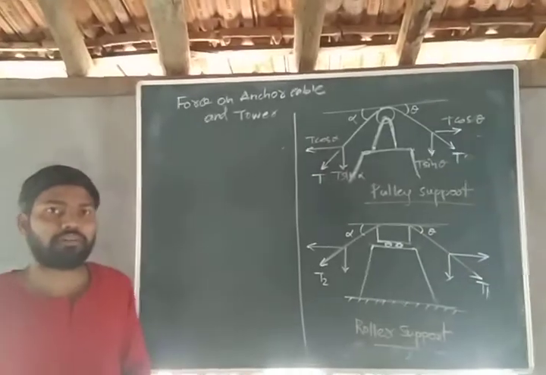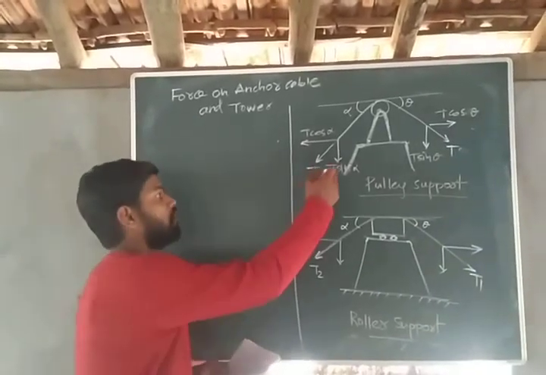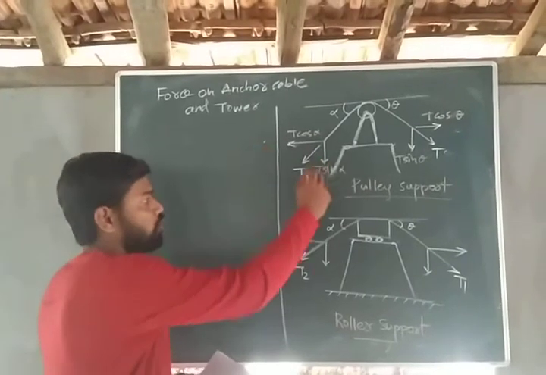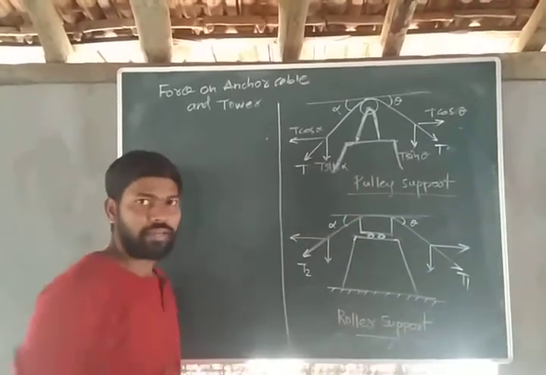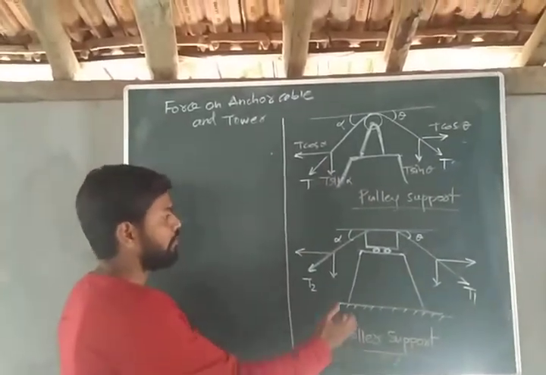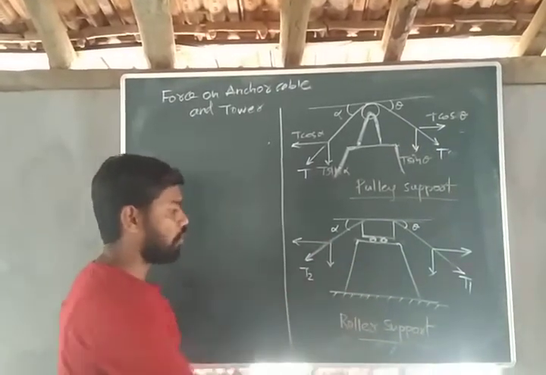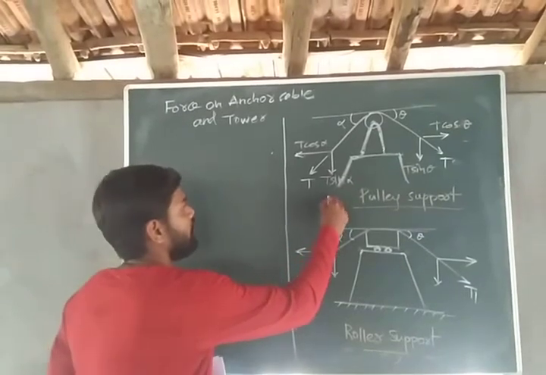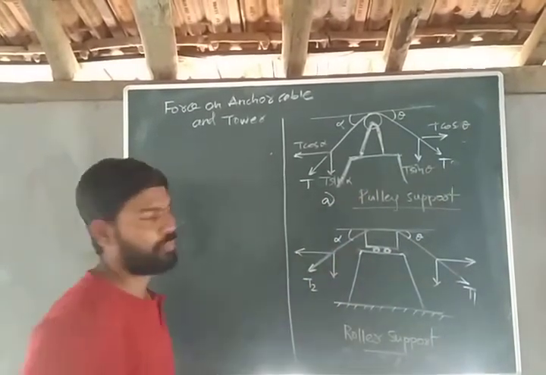So we will calculate the forces in the anchor cable as well as the tower when pulley support is there, as well as the forces in the anchor cable and tower when roller support is there. So first we will consider the case of pulley support.